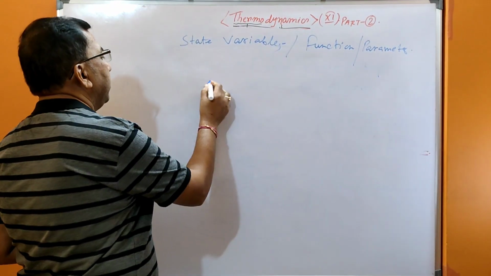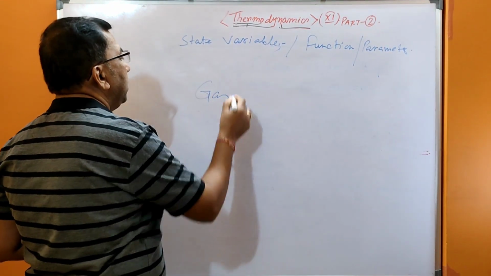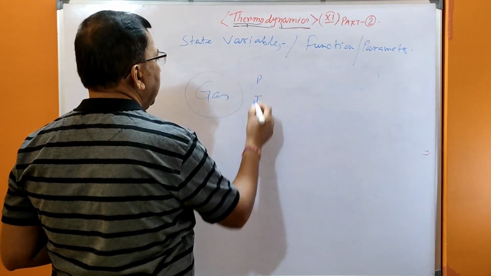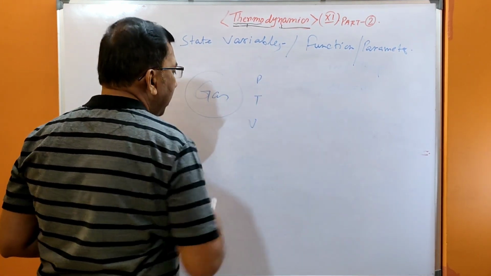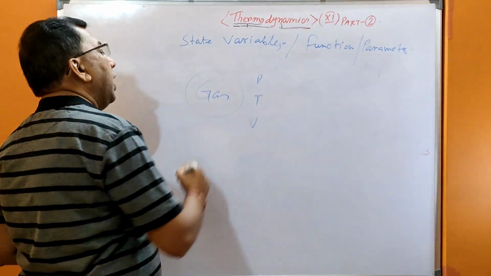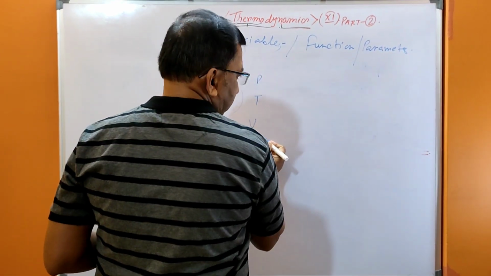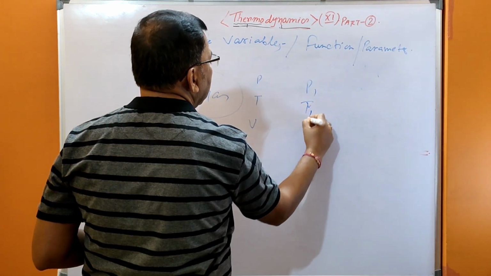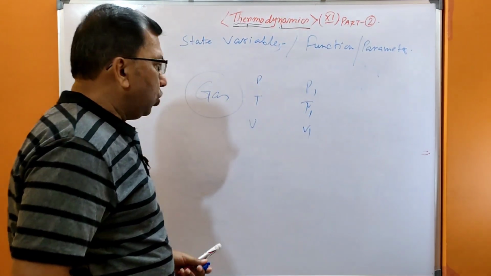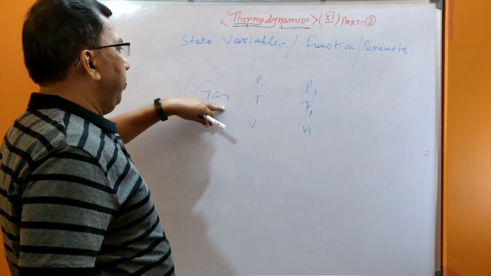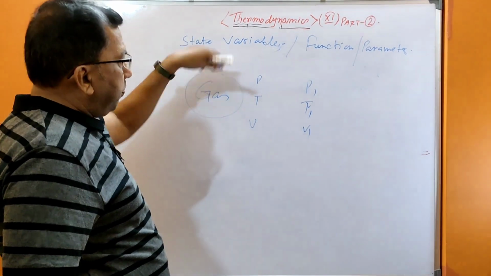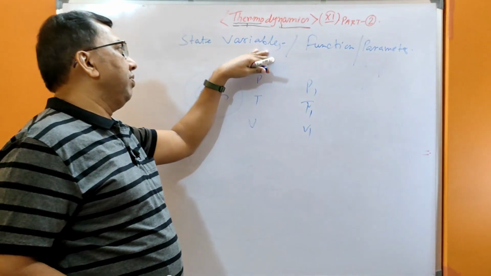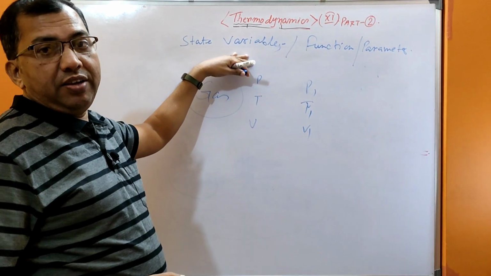Suppose a gas is there. It is at a particular pressure, a particular temperature, and at this pressure and temperature it has a particular volume. Suppose pressure is changed, temperature is changed, volume will be changed. So the state of the gas depends upon some parameters, some functions, some variables, which are known as state variables.